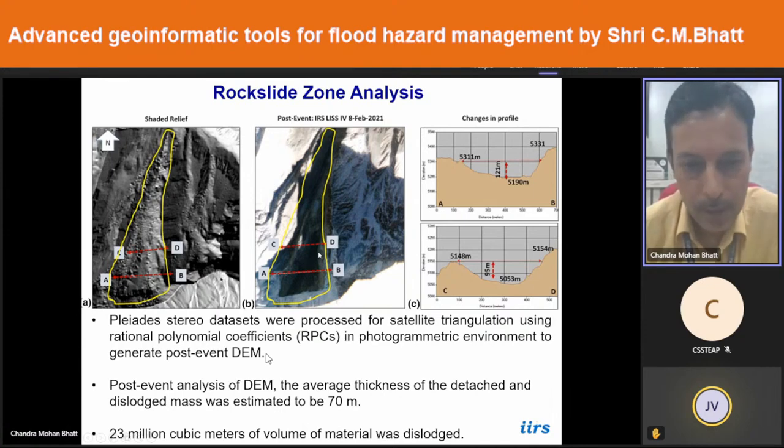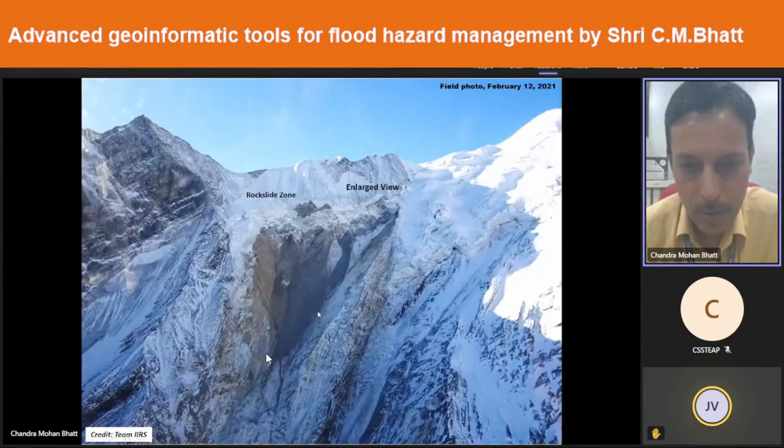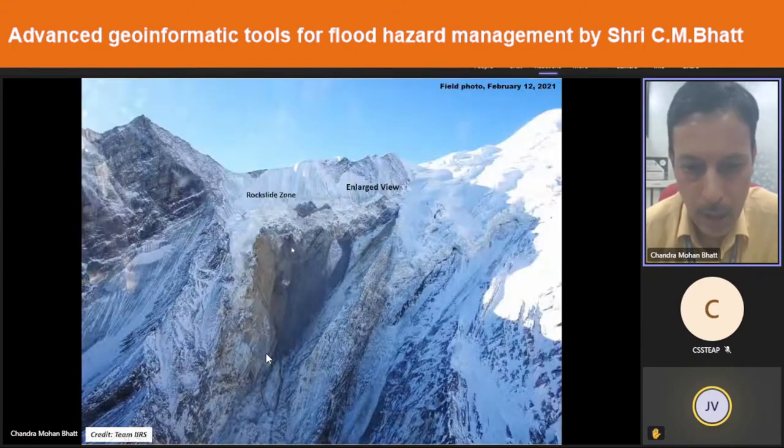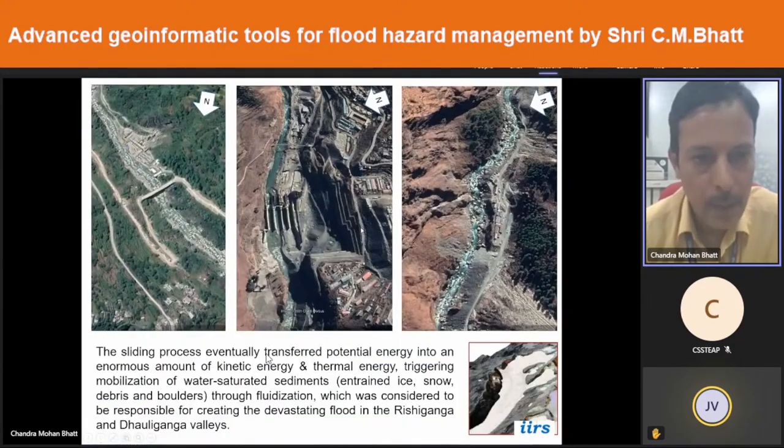This is one of the field pictures, because we went to this area with the support of the state disaster management and the Air Force. This is what we were seeing in the picture through the satellite, and this is from the field. The angles are a little different, but this is the same place from where that area got dislodged.